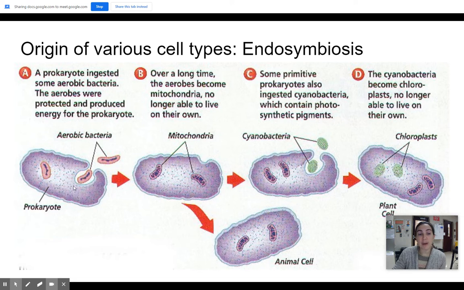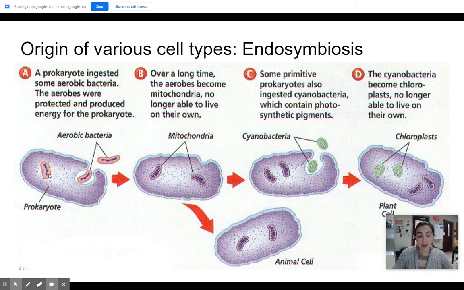And so it ingested this bacteria, but instead of digesting it and breaking it down, those bacteria formed a symbiotic relationship and lived inside of this other prokaryote. It turned out to be a really good arrangement because these little aerobic bacteria used oxygen. They provided energy to this larger prokaryotic cell. And they got this sheltered place and they got the nutrients and things that they needed to live and survive. So they weren't eaten by anything else.